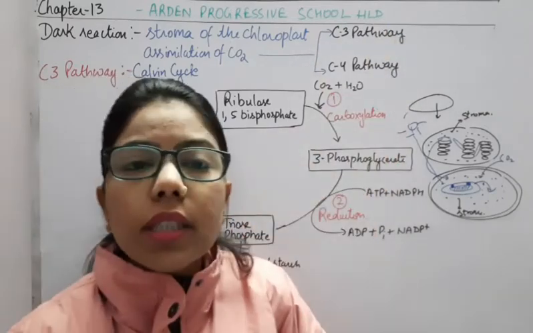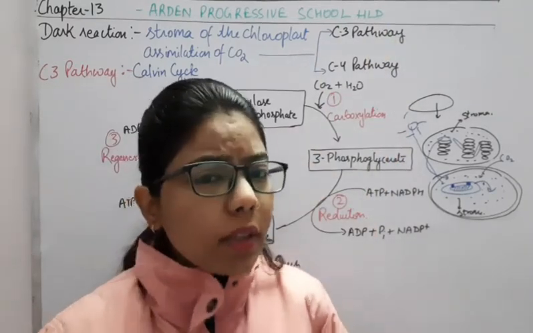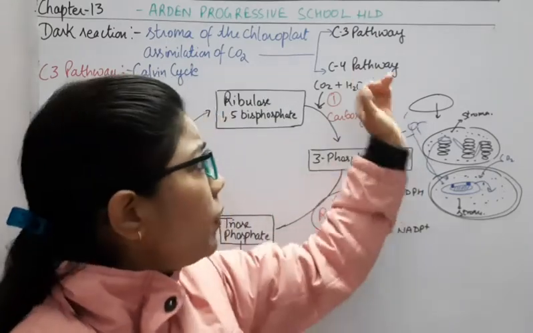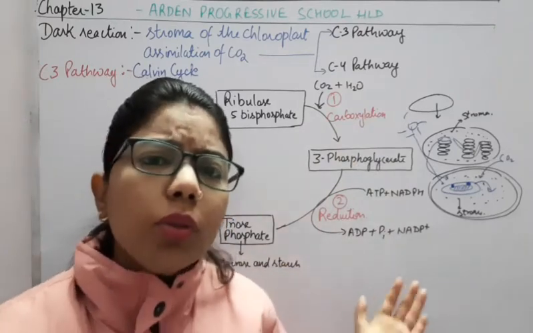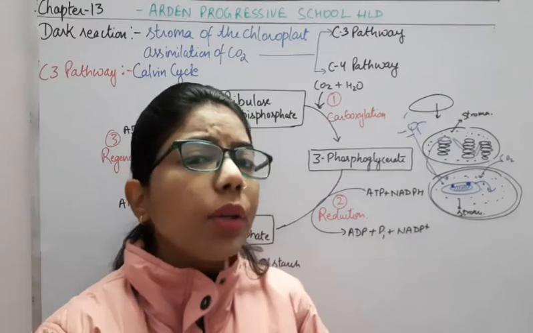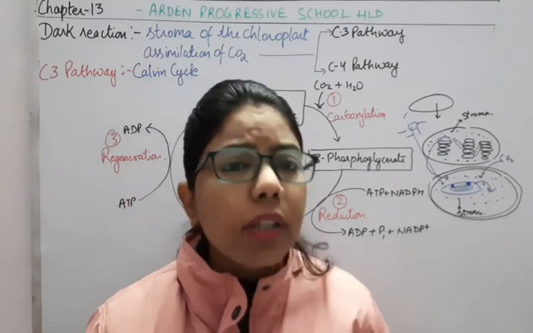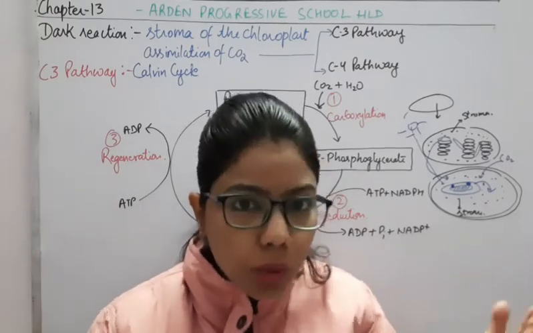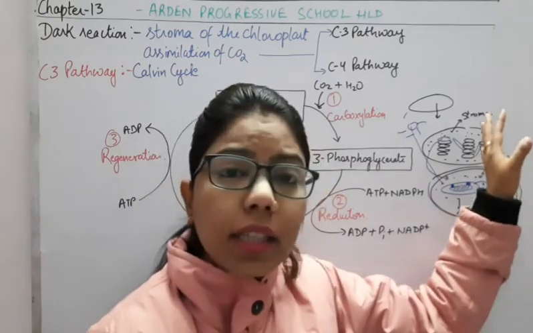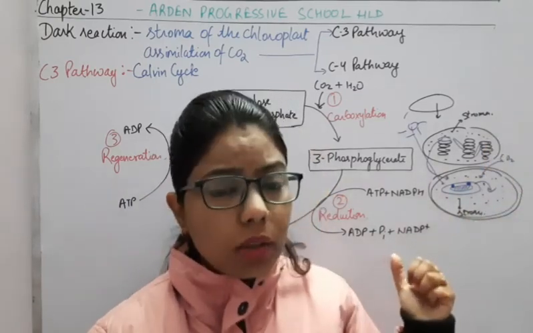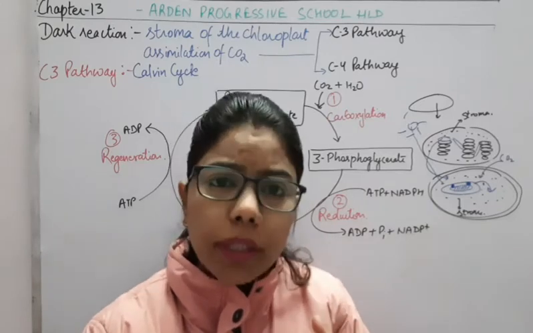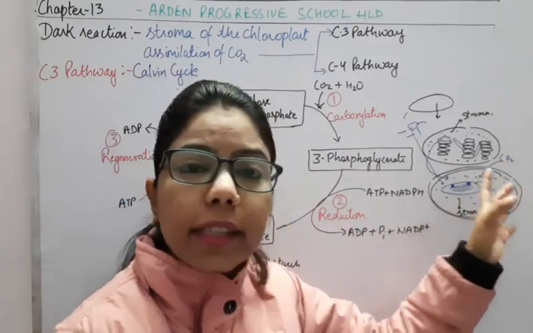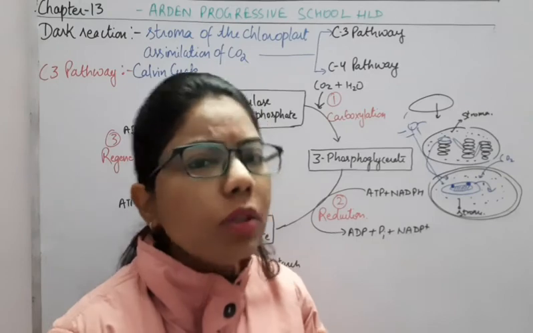So first we will discuss the C3 pathway. The C3 pathway takes place in all the photosynthetic plants, right? And why is it different from the C4 pathway? Because we know that CO2 is coming from outside, and when the temperature of the environment gets high, we know that the plant tries to close its stomata. So during extreme temperature the stomata will get closed. If the stomata get closed, the CO2 will not be able to enter inside the cell. In which cell? In the mesophyll cells, right?